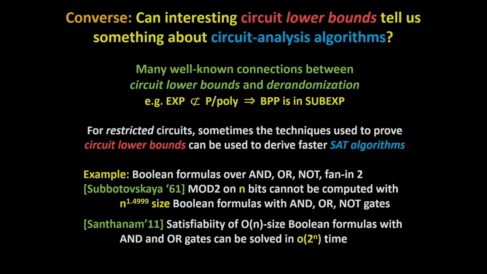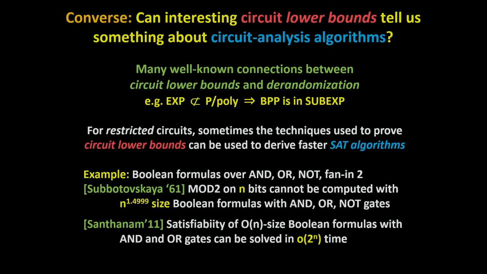But in 2011, Rahul Santhanam used a strengthening of Subbotovskaya's argument to show that the SAT problem for linear size Boolean formulas with AND and OR gates can be solved in less than 2 to the n time. And the idea, in retrospect, is sort of a concentration version of the random restriction lemma. So really what Rahul is doing is just taking a very natural algorithm for branching.